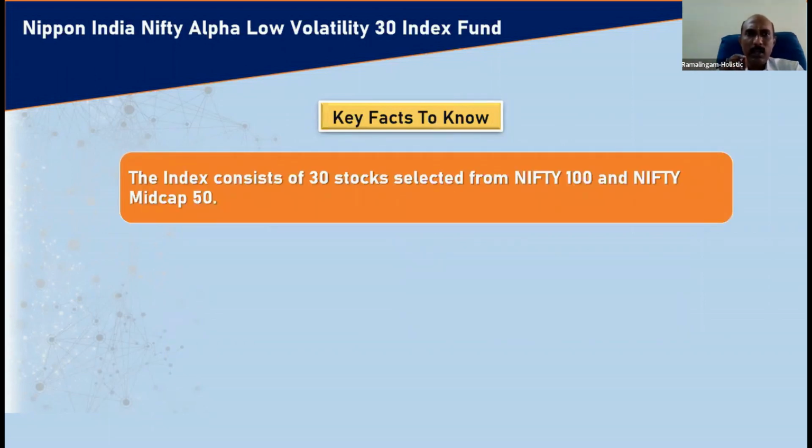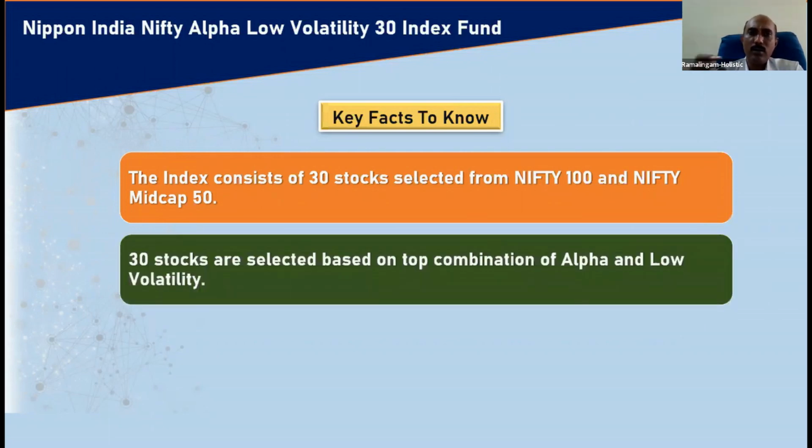This index, Nifty Alpha Low Volatility 30 Index, selects best stocks from Nifty 100 and Nifty Mid Cap 50. On what basis is the selection done? On few observable data for alpha as well as low volatility. I'll explain this factor-based investing and what factors we are going to look at in alpha and low volatility. Based on some observable data for alpha and low volatility, these 30 stocks are selected.